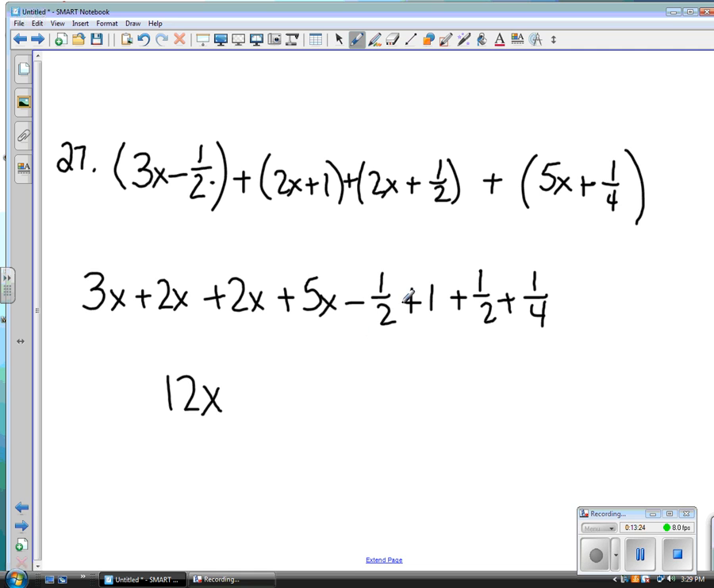Here, this negative 1/2 and this positive 1/2 cancel each other off, so I am left with 1 and 1/4. So that would be my final answer for that one. That would be the perimeter of the polynomial.